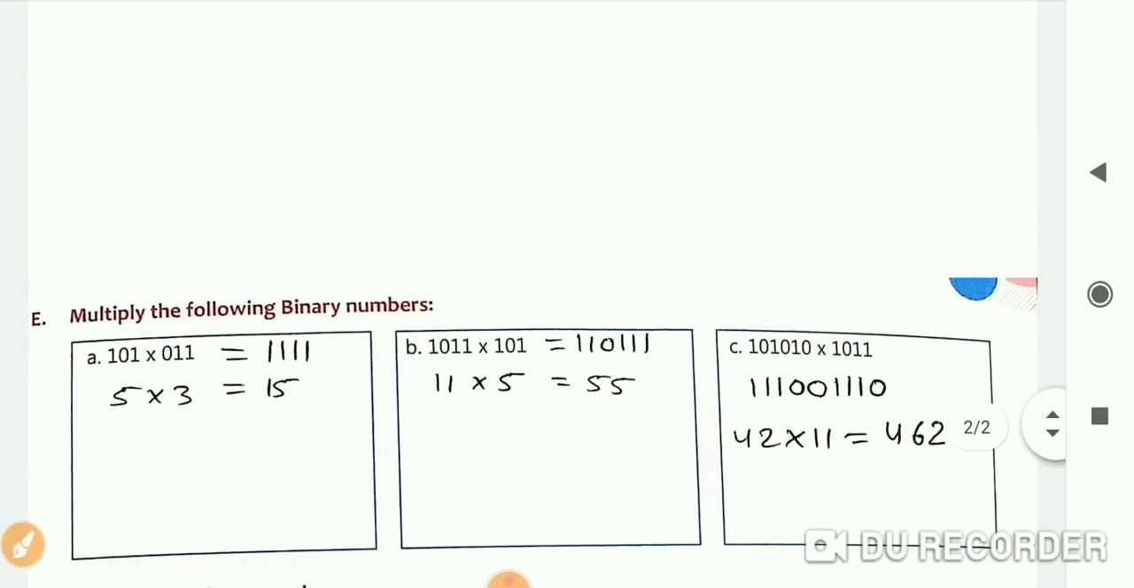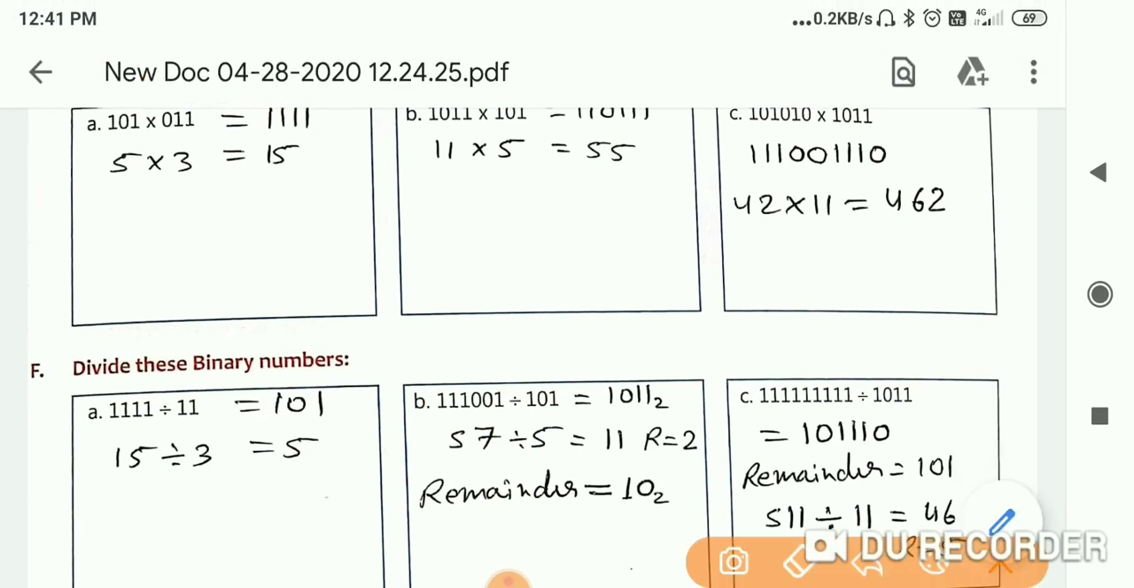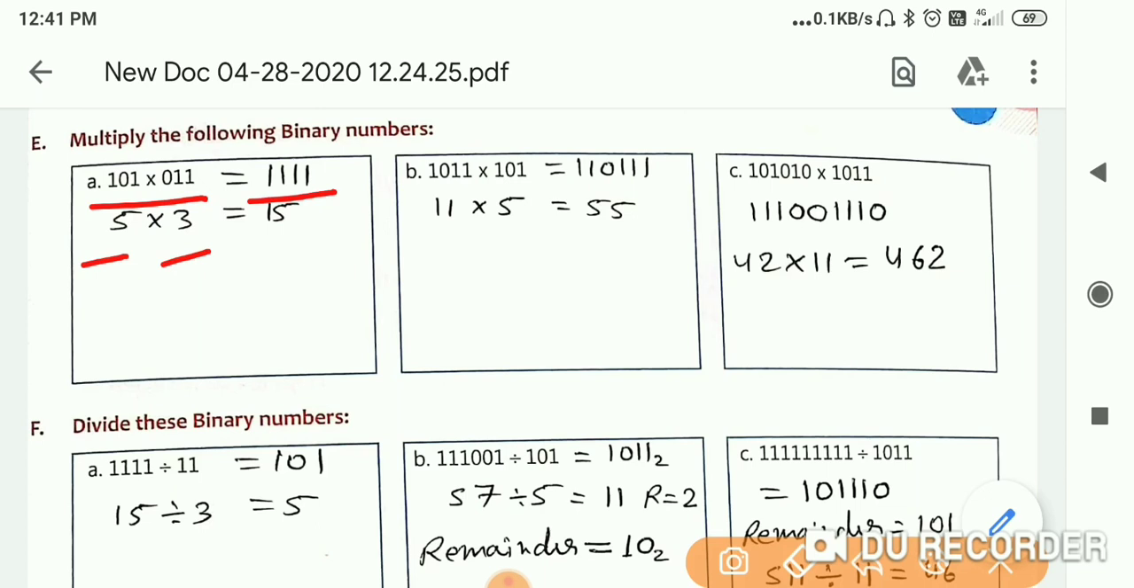Now the next one is to do the multiplication of binary numbers. In multiplication, the first one is 101 multiplied by 011. It becomes 1111 in binary. That is, if you want to convert it to decimal, the 101 is equivalent to 5 and 11 is 3, and after multiplication of 5 and 3, the product is 15.